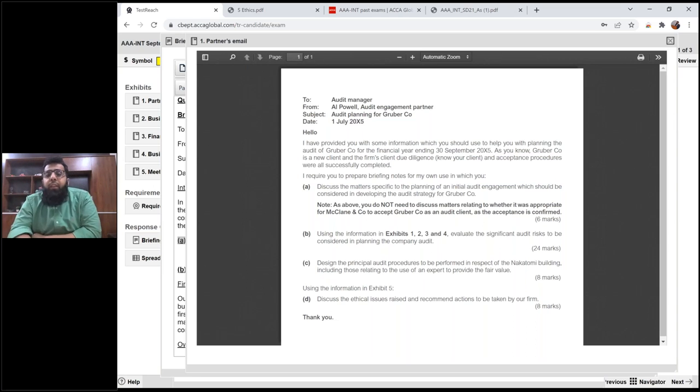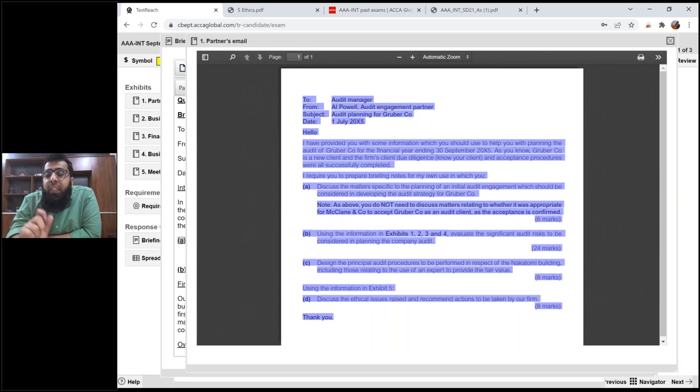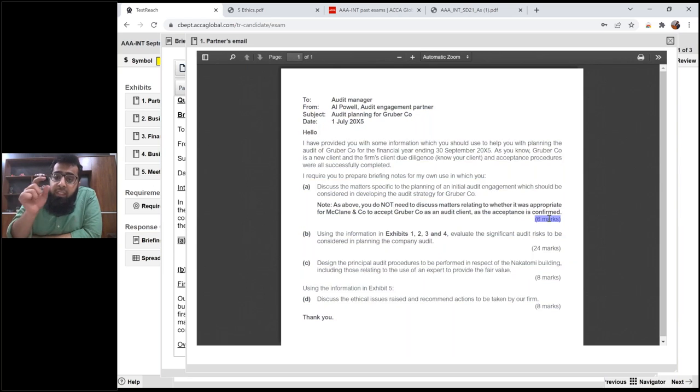One student wrote in the comment box that we will consider the fees. My friend, please stop here and listen to me. Fees should be considered before accepting the client. What you need to understand is that we have already accepted the client, so we cannot talk about the fees. And this part relates to the initial audit engagement, the first year of audit.